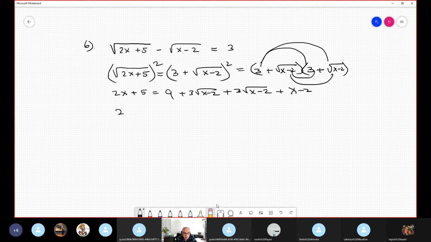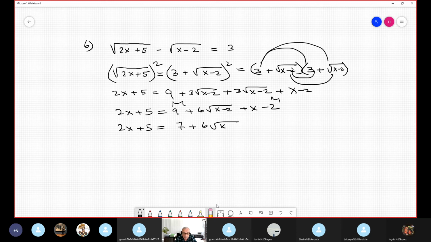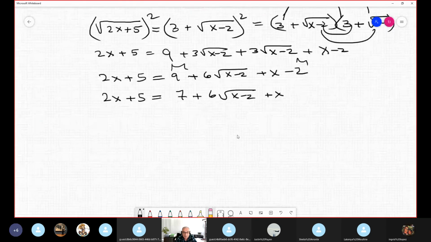Now you have 2x plus 5 equal 9 plus 6 radical x minus 2 plus x minus 2. Now we combine like terms. The only like terms that we have are 9 and minus 2, which gets 7. Okay, so what is my goal? My goal now is to isolate the second radical, the only radical that stays alive.